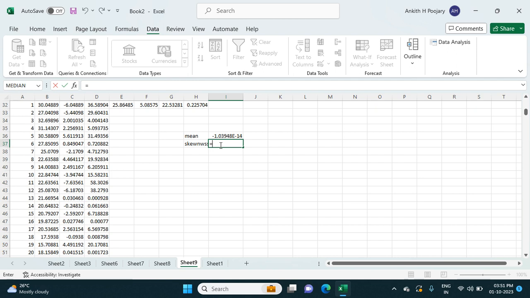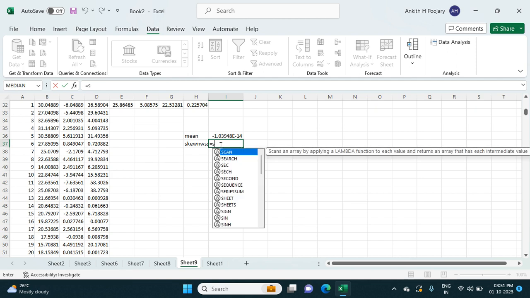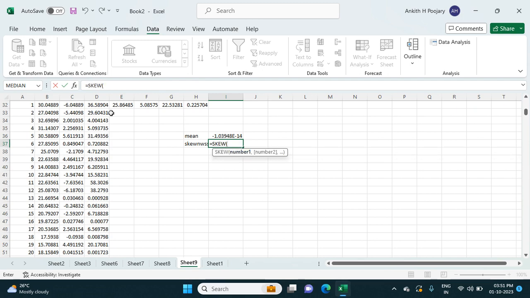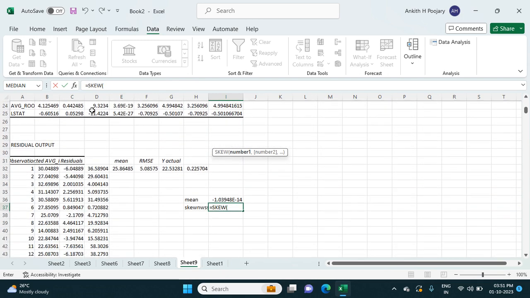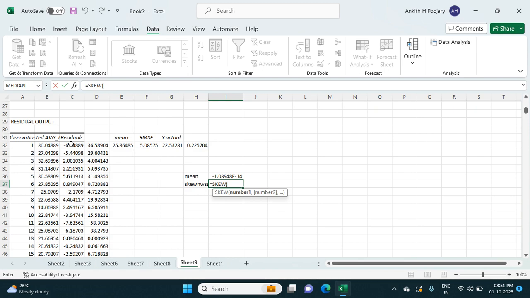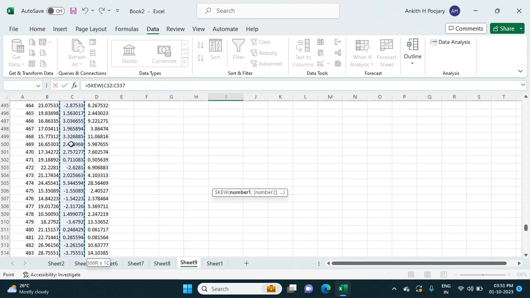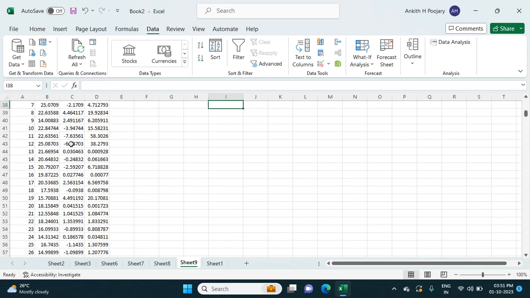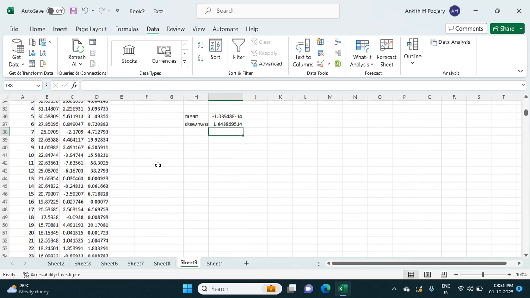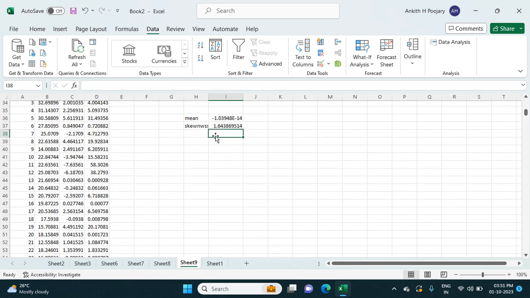Skewness is equal to skew. Then I select the number here, residual. Then I close bracket, enter. It is right skewed, so it is not normally distributed.